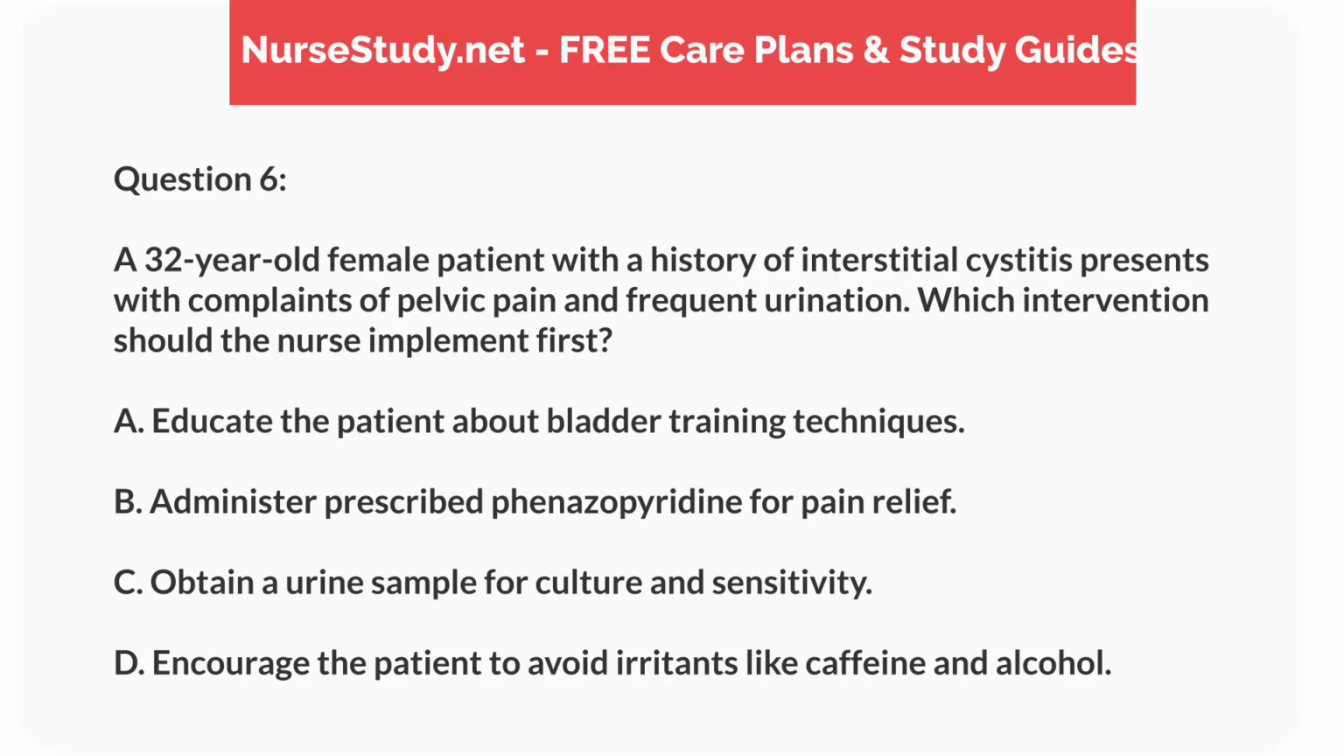Question 6. A 32-year-old female patient with a history of interstitial cystitis presents with complaints of pelvic pain and frequent urination. Which intervention should the nurse implement first? A. Educate the patient about bladder training techniques. B. Administer prescribed phenazopyridine for pain relief. C. Obtain a urine sample for culture and sensitivity. D. Encourage the patient to avoid irritants like caffeine and alcohol.